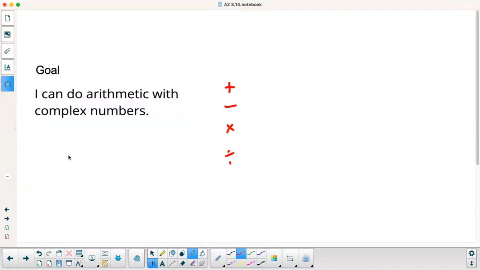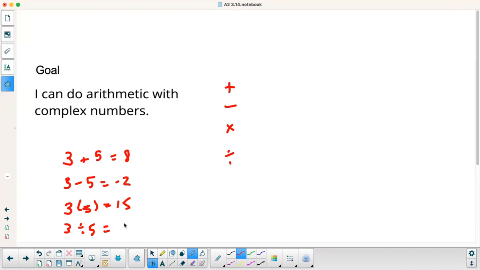Obviously with real numbers, you learn how to do that in fourth grade. Addition with real numbers, subtraction with real numbers, multiplication with real numbers, division. We know how to do that, but can we do arithmetic with complex numbers? And honestly, we're not going to really do division today. We're going to focus on some of the other things.